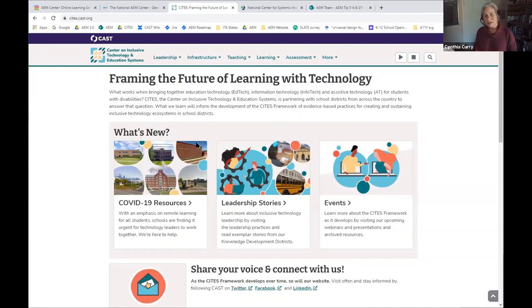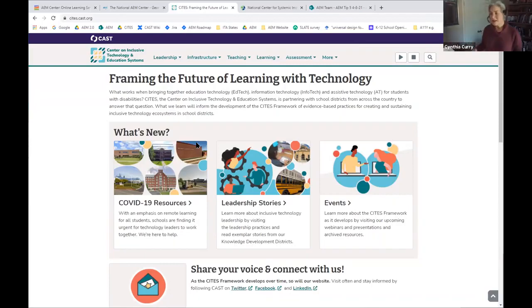And our goal with CITES is to create a framework that demonstrates how assistive technology and instructional technology or ed tech or information technology systems can really coordinate and work together to ensure that from the beginning, what is considered around technology systems within a district is going to be accessible for everyone, including students with disabilities.